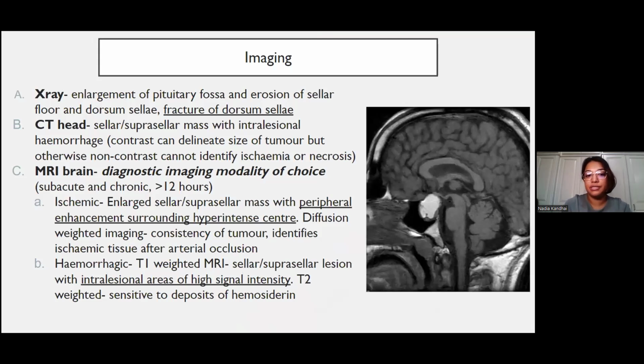An MRI brain is the diagnostic imaging modality of choice for pituitary apoplexy. Subacute and chronic situations, more than 12 hours, are specific. In ischemic cases, one would see an enlarged sellar or suprasellar mass with peripheral enhancement surrounding a hyperintense center. On diffusion-weighted imaging, one can identify the consistency of the tumor as well as ischemic tissue that occurs after arterial occlusion. In a hemorrhagic pituitary apoplexy, on T1-weighted MRI, a sellar or suprasellar lesion would be seen with intralesional areas of high signal intensity. T2-weighted MRI would be sensitive to deposits of hemosiderin.